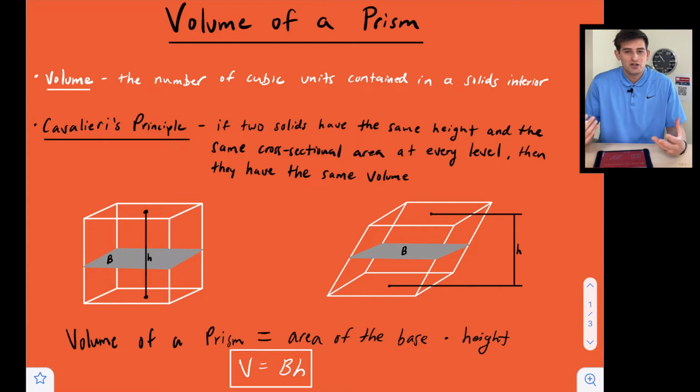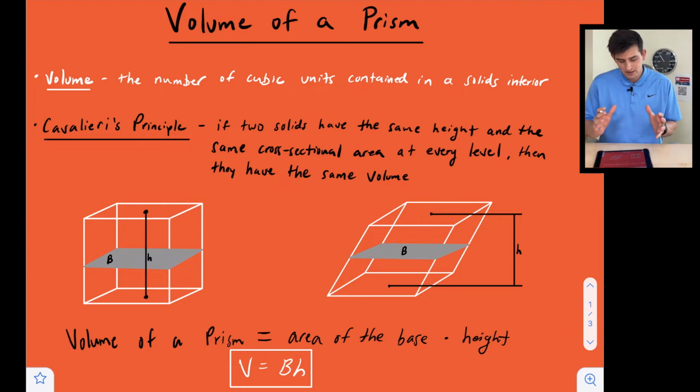Now, depending on what our shape is, we could have various measures to multiply together, but we're going to see just a general formula for the volume of a prism in just one moment. One thing we need to talk about is Cavalieri's principle, and basically what it says is if two solids have the same height and the same cross-sectional area, so we did a video on cross-sections, I'll link that in the cards right now, at every level, then they have the same volume.